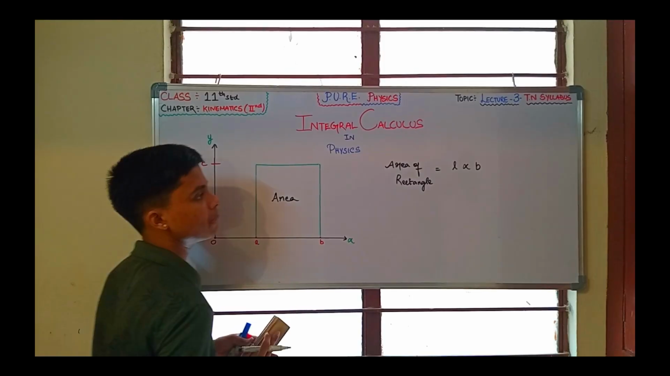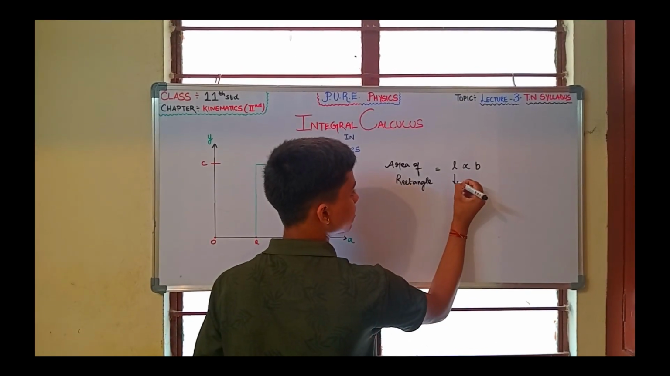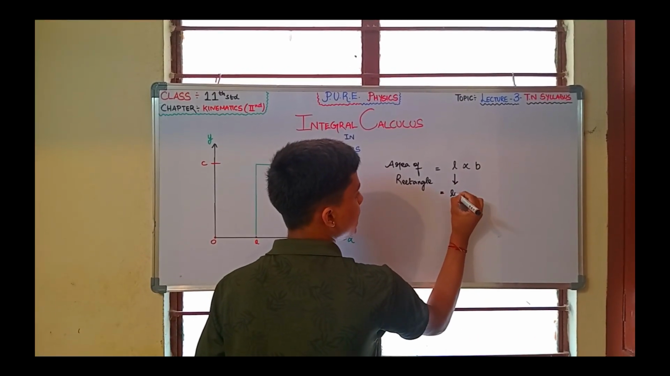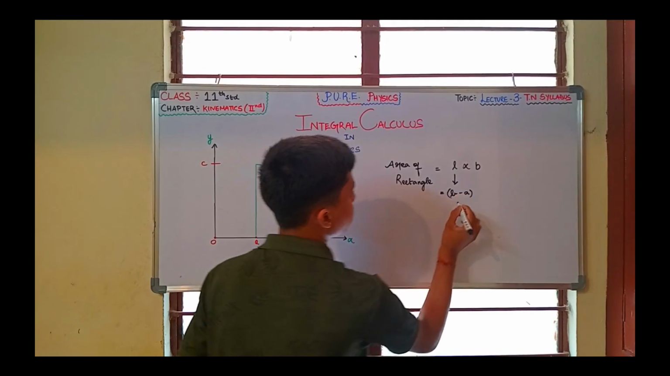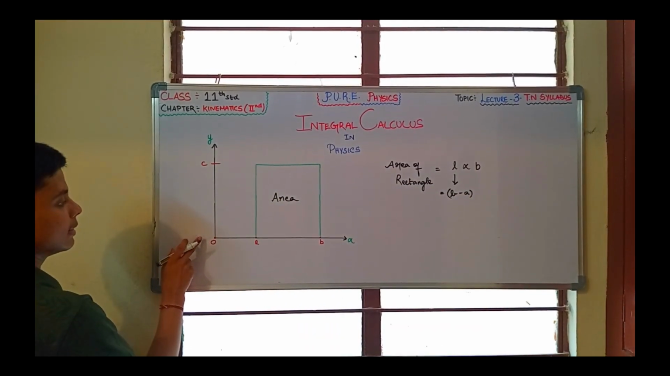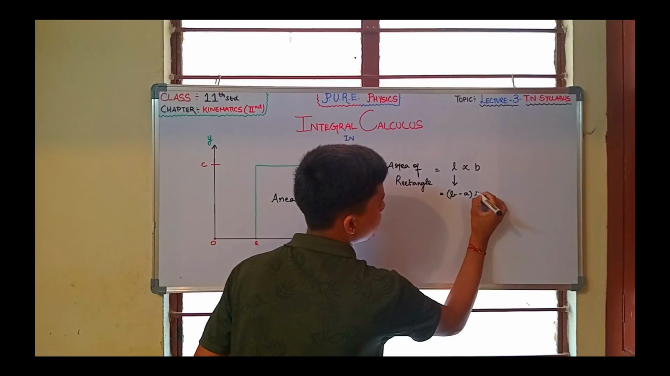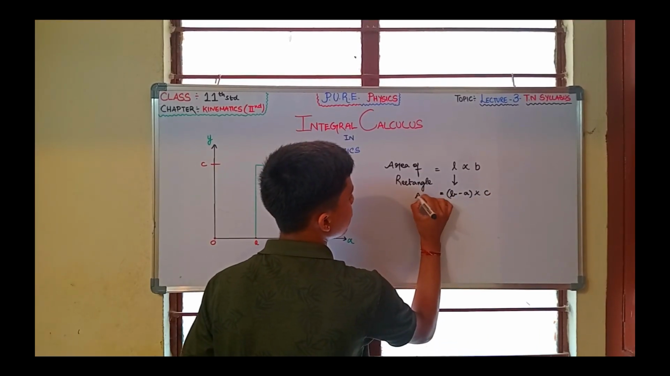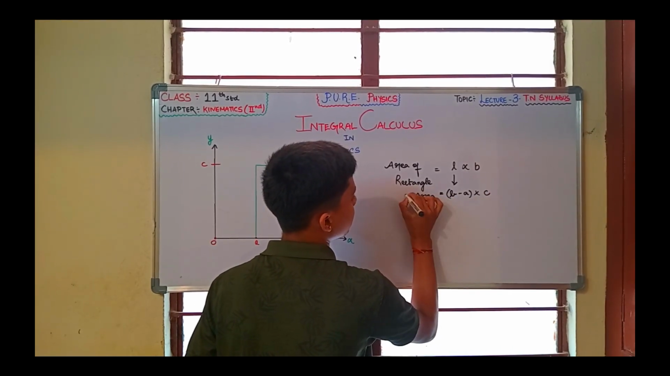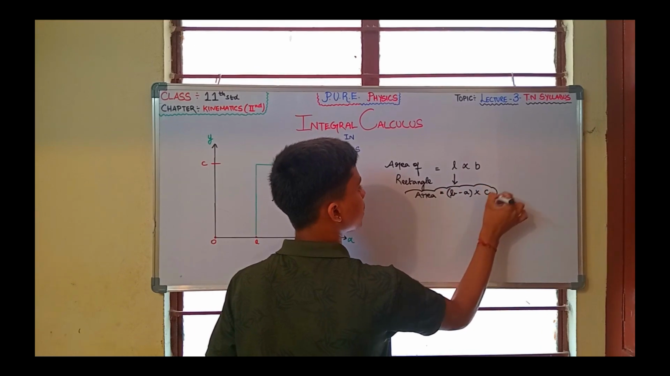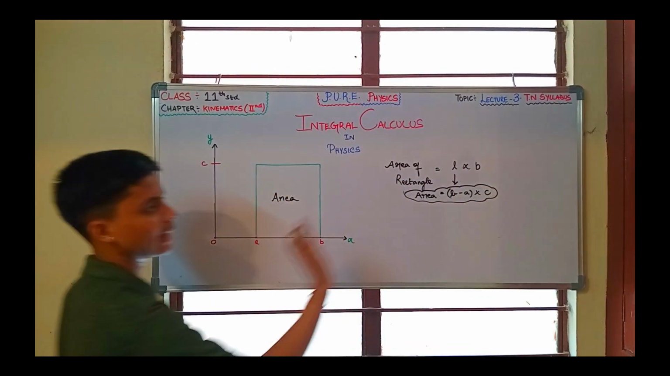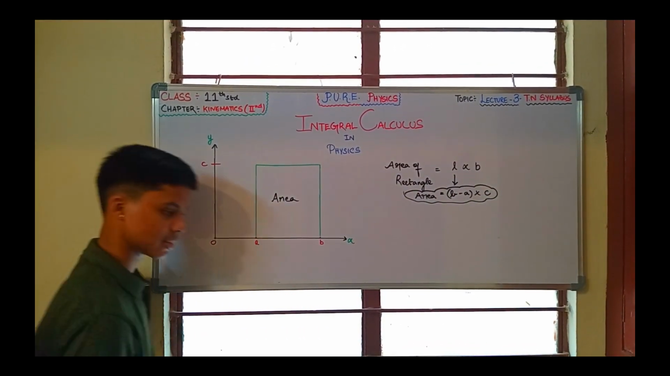Therefore my length will become B minus A, and my breadth will be the distance between origin and the point C. Therefore multiply it with C. This will give you my area. So this is my area of rectangle in this case.